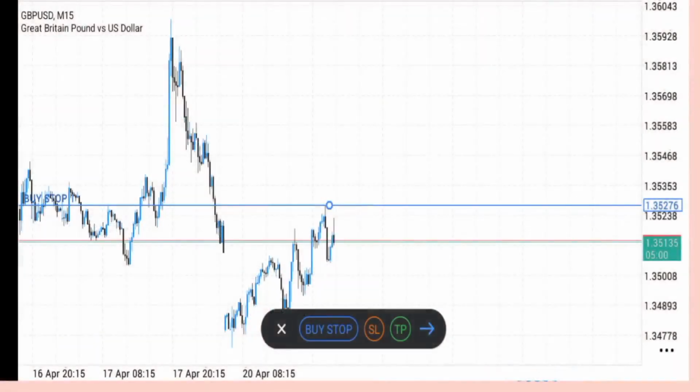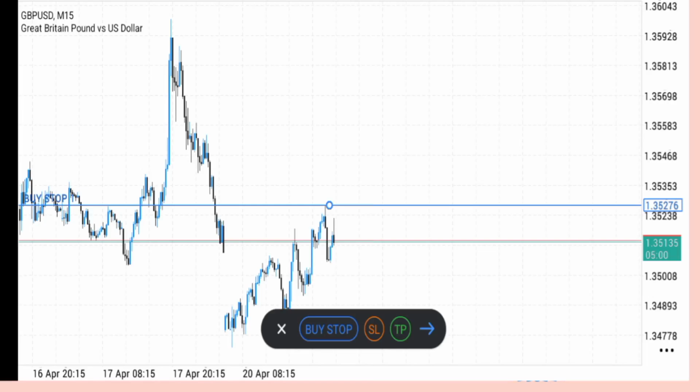Now we have, this is a buy stop. You can see that the market, this is GBP USD, is currently trading at 1.35135. Now if it was a buy limit, I'll probably put my buy limit at 1.35008 or 1.3500, right? But in a buy stop, my order will be above the current market price. All right, take note, your buy stop will be above the current market price.